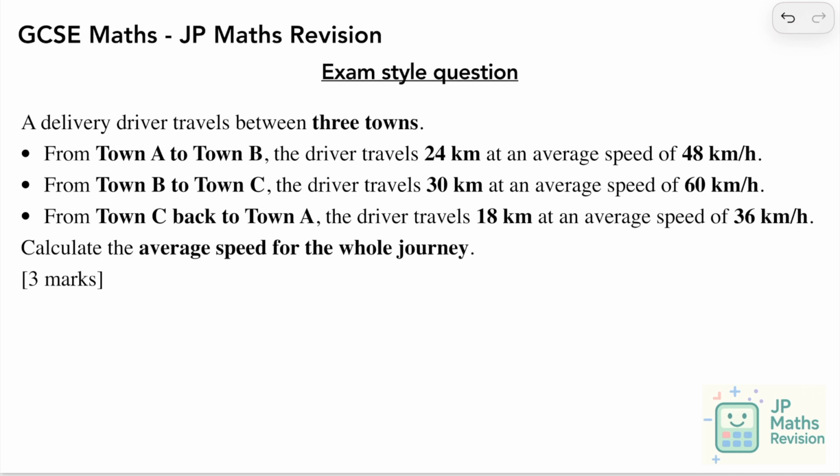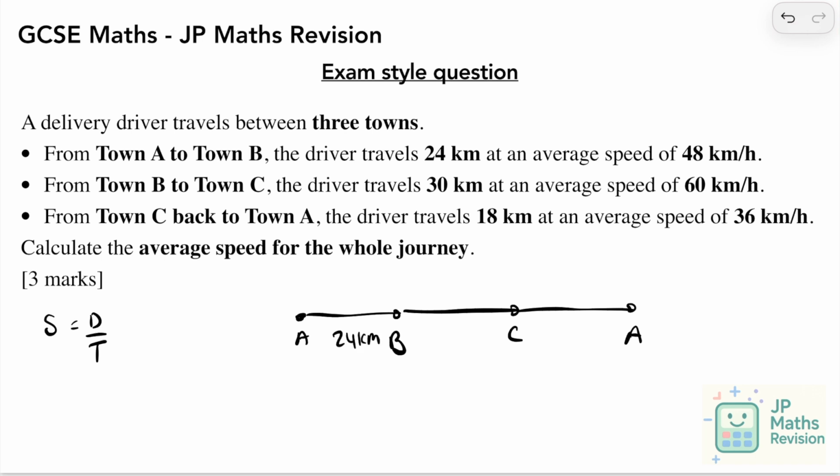To work out the average speed, we need to work out the total distance and the total time. Speed is equal to distance divided by time. So what I'm going to do here is draw a timeline. We're going from A to B to C and then back to A. From town A to town B, we have 24 kilometers and the speed is 48 kilometers per hour. From B to C, it's 30 kilometers and the speed is 60 kilometers per hour. And from C back to A, it's 18 kilometers, and it's going to be 36 kilometers per hour.